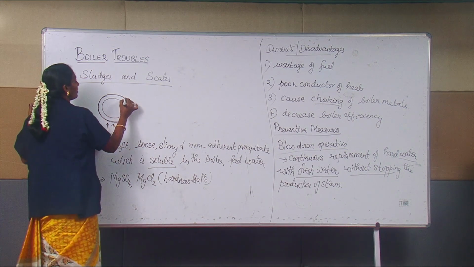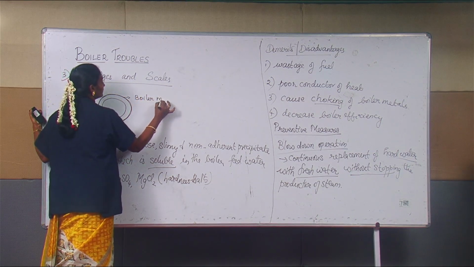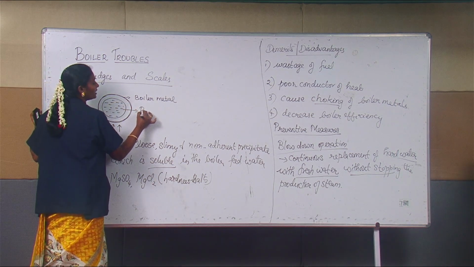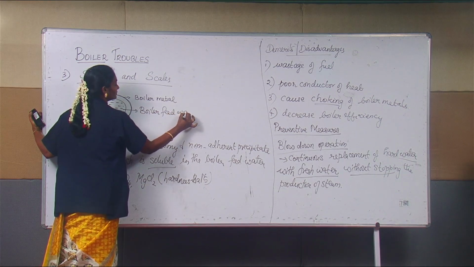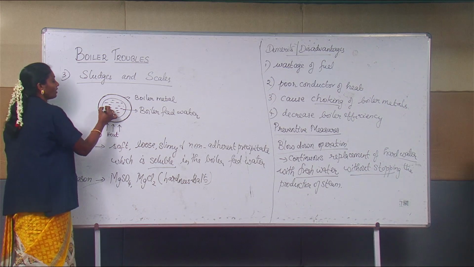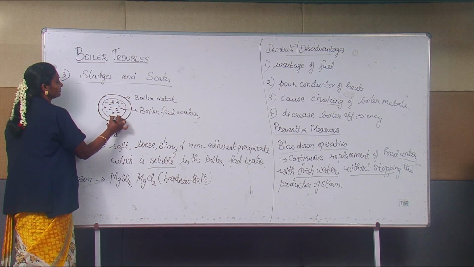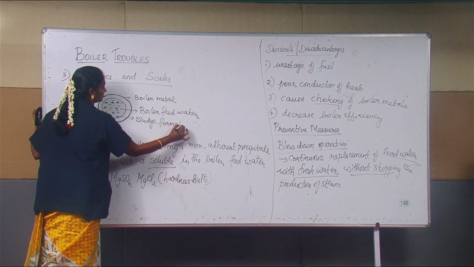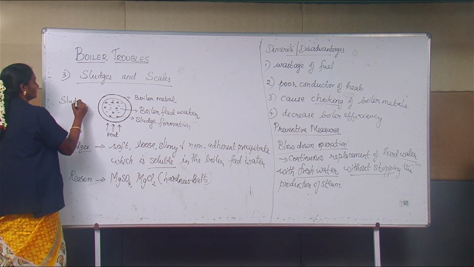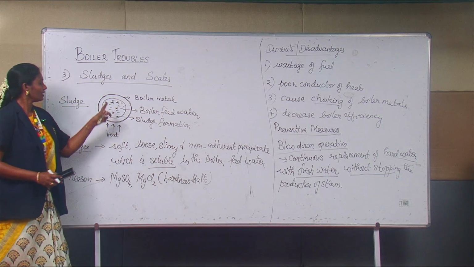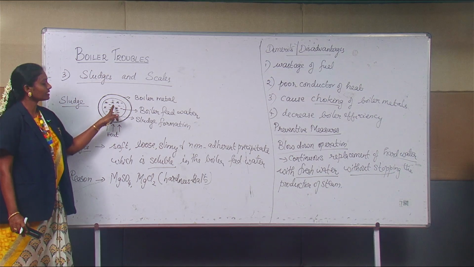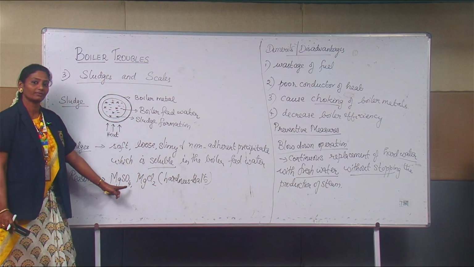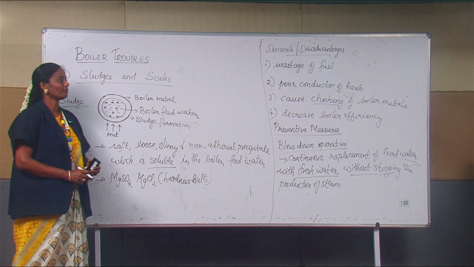This is the representation of the boiler metal, boiler feed water, and this sludges, as it is soluble, it will be present along with the boiler feed water. So this is the representation of boilers, and inside the boilers, boiler feed water is taken, and the sludge formation happens because of the presence of the hardness salts such as magnesium sulfate and magnesium chloride. Now we'll move on to the next topic, which is scales.